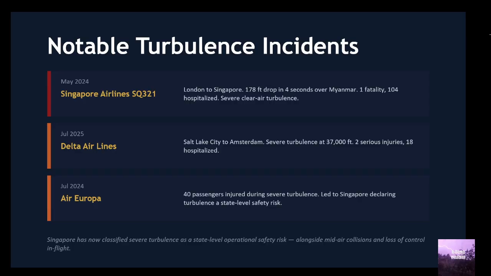July 2024, Air Europa, 20 passengers injured during severe turbulence, led to Singapore declaring turbulence a state-level safety risk. Note, Singapore has now classified severe turbulence as a state-level operational safety risk, alongside mid-air collisions and loss of control in flight.